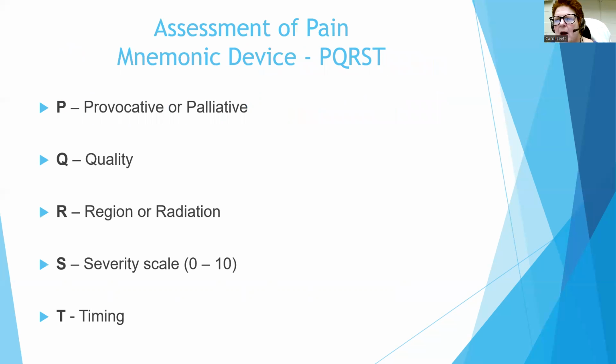Now, we talked about one of the first things that happens in the inflammatory process: the patient feels pain during inflammation. So for an assessment of pain, we use the mnemonic device PQRST. And that helps us chart completely as well as to how the patient is perceiving this pain.